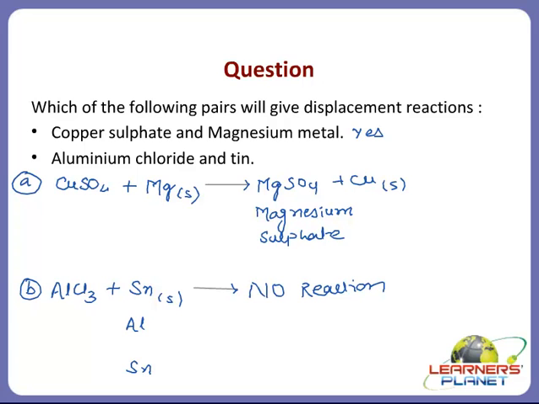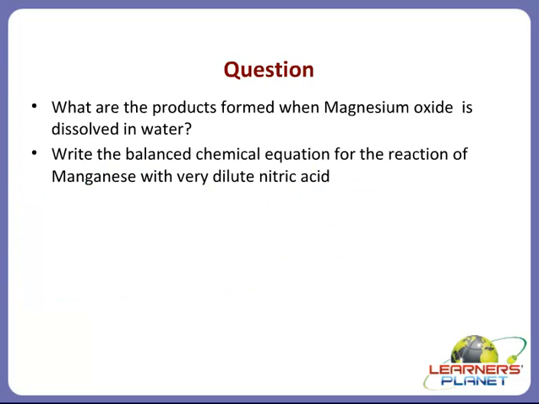What you have to do is always just recall your reactivity series. That's it. The one which lies below is less reactive. The one which lies above is more reactive. And always a more reactive metal displaces a less reactive metal from its solution. I hope you can solve such questions now. Let's take up another question.